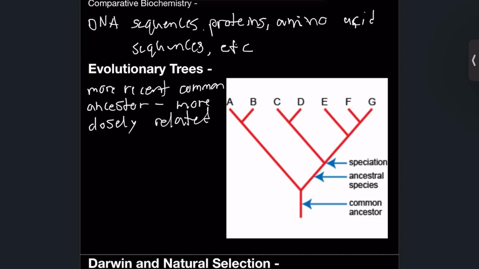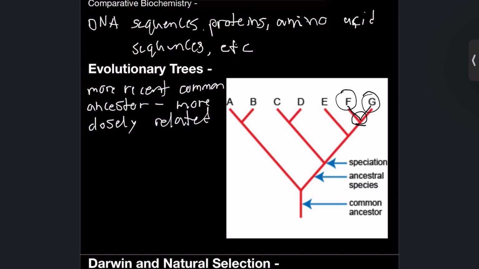If you're looking at F and G, these are two organisms down here. To see when they have a most recent common ancestor, you can trace the tree back to see when they meet, which would be right here. This one right here is their most recent ancestor. This is their ancestral species, and this is when the speciation event occurred.